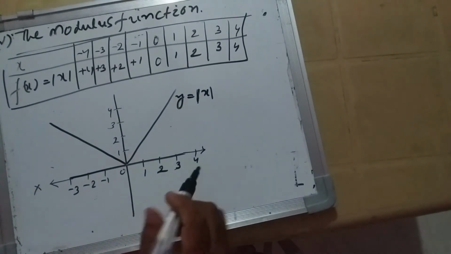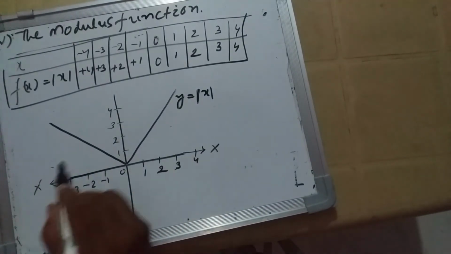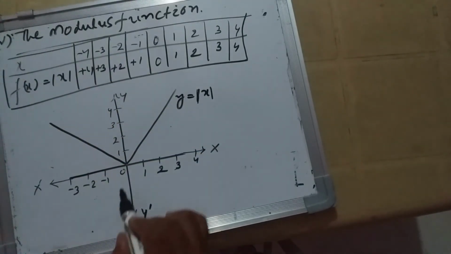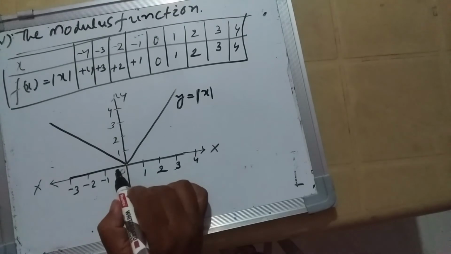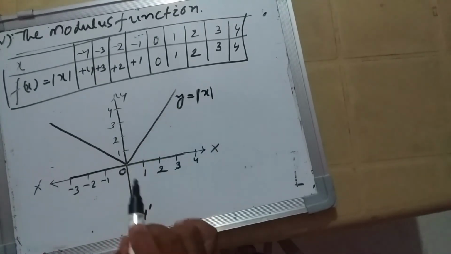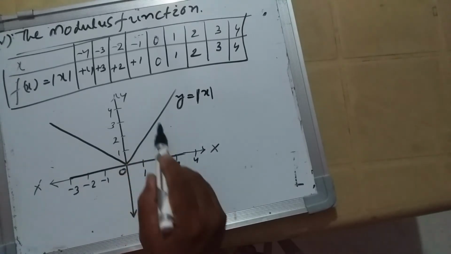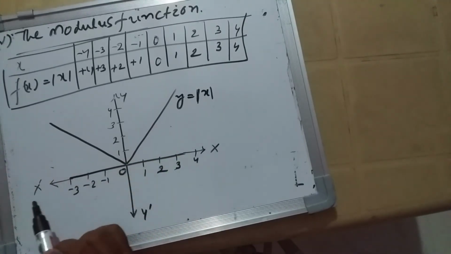This is my x-axis. This is my y-axis. This is my origin. This is the graph: 1, 1 in the first quadrant, 2, 2, 3, 3. This is in the first quadrant and the second quadrant. My y equal to modulus of x.